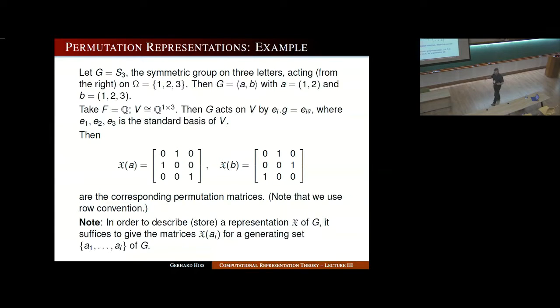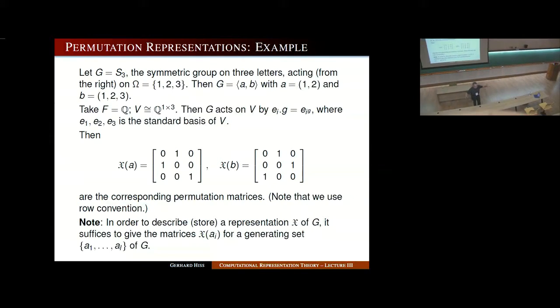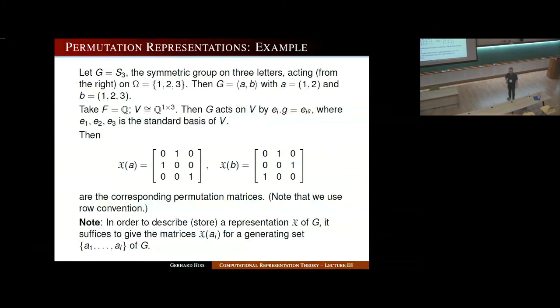All the information about this representation is contained in 2 matrices. And notice that as every finite simple group is generated by 2 elements, you can always do with 2 matrices for every finite simple group. Well, let me put it this way: every sensible group is generated by 2 elements.